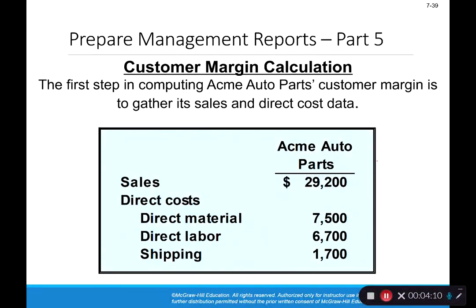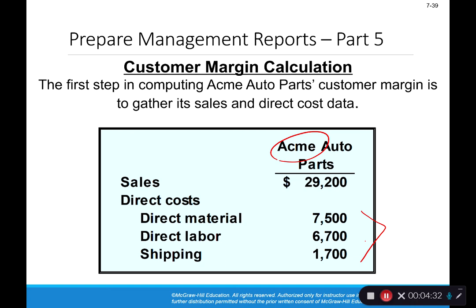Customer margin is also important to calculate because I want to know not only if my product lines are profitable, but if my individual customers are. So we're going to go back to our friends at Acme Auto, and they provided us with some information. The sales to Acme Auto were $29,200, and then our direct costs, which are those direct materials, direct labor, and shipping costs for this particular customer, are also given.